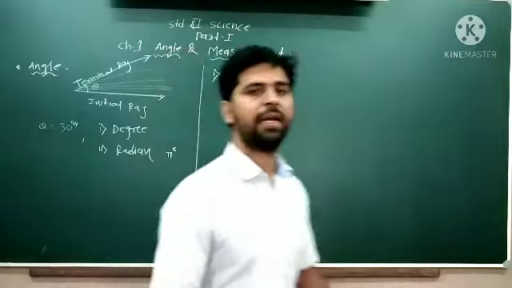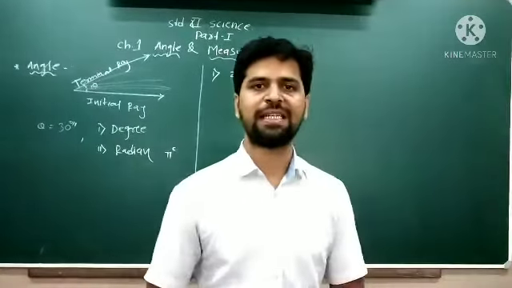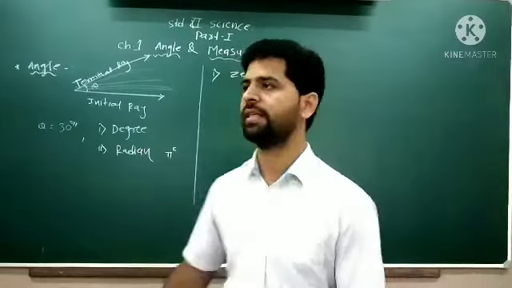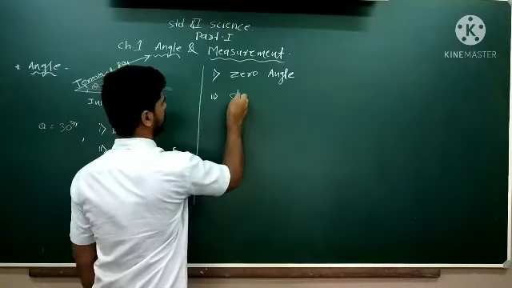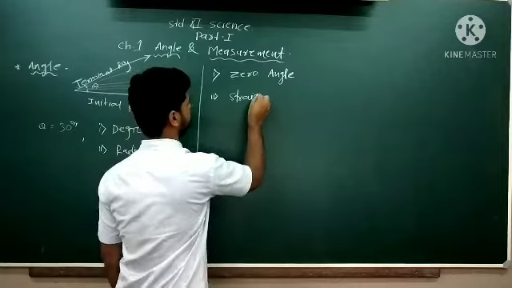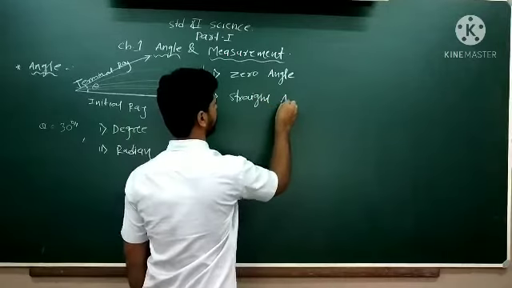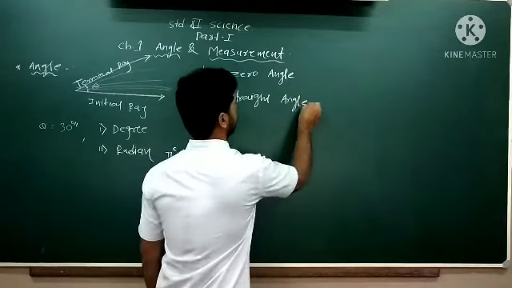Then the next type of angle is straight angle. The second angle is straight angle.